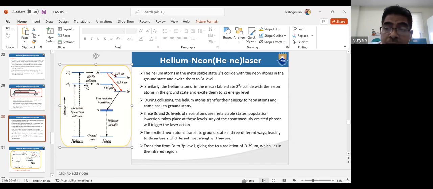Okay, at the higher energy level, the helium atom transfers energy to the neon atom.